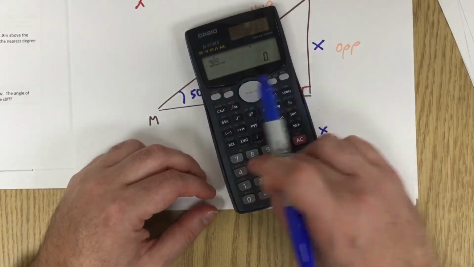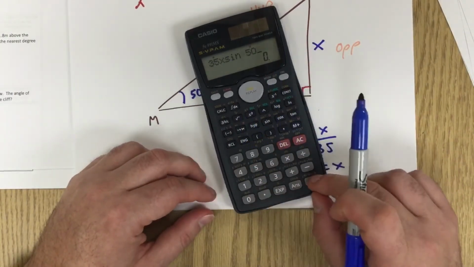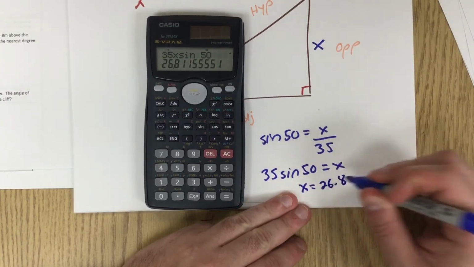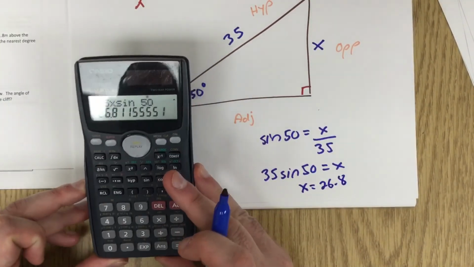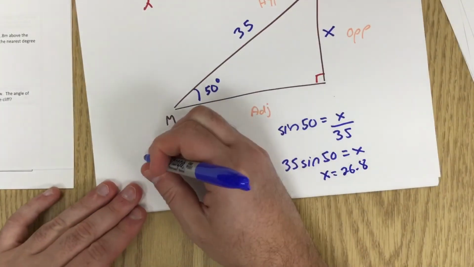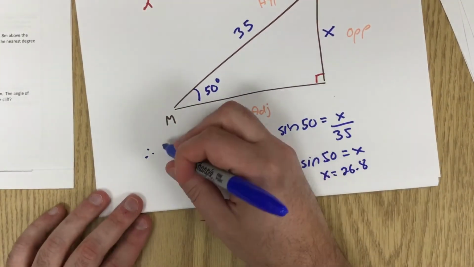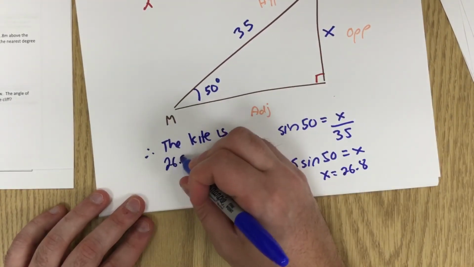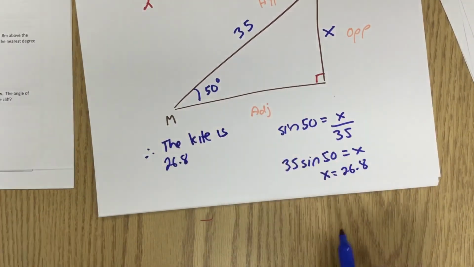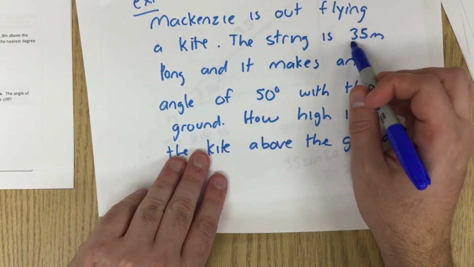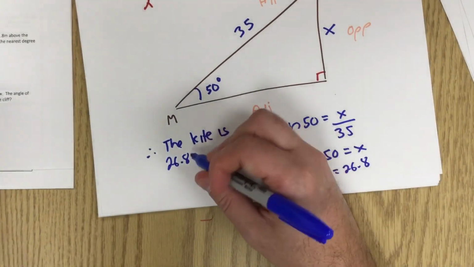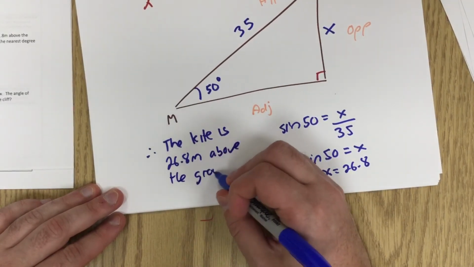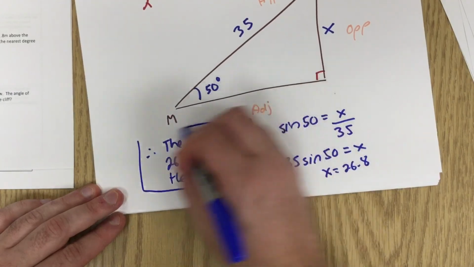So then 35 times the sine of 50 is 26.8. Now this is a word problem, so we're not quite done. What we have to do now is say, therefore, the kite is 26.8, and we have to put the units, and so it was meters. So 26.8 meters above the ground, and that is our answer.